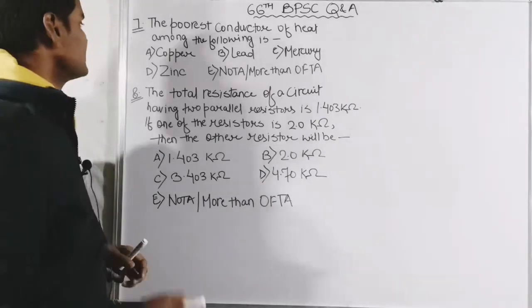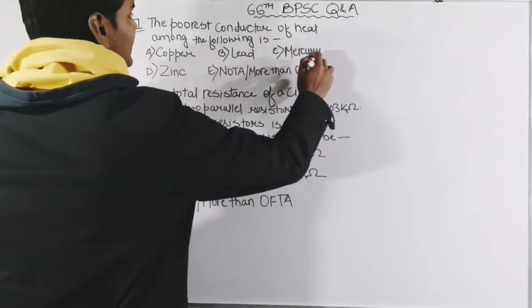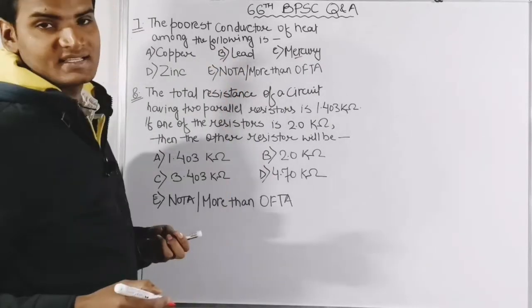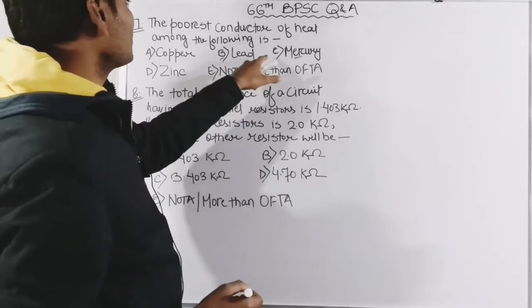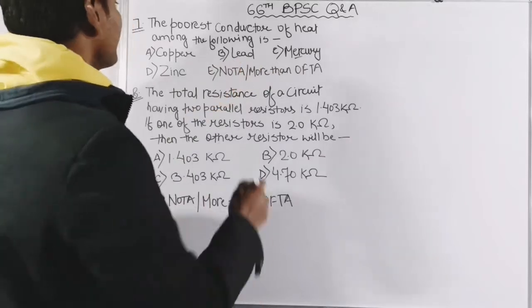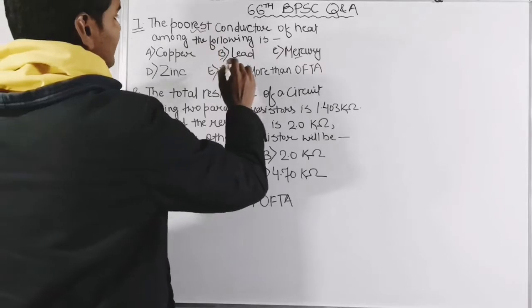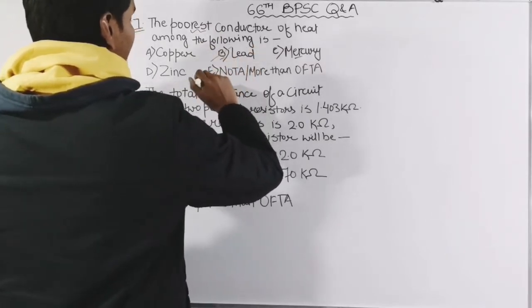To answer this question, as we know, mercury and lead are not good conductors of heat. But here it is asking the poorest, means the most, that will be lead, and the answer will be lead.